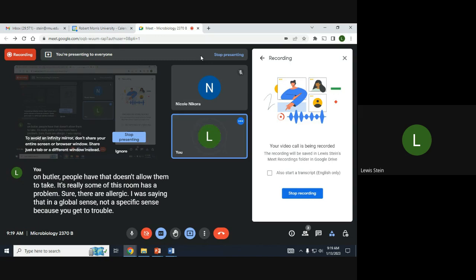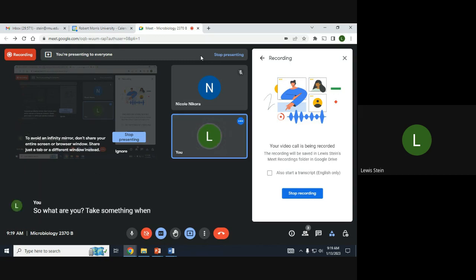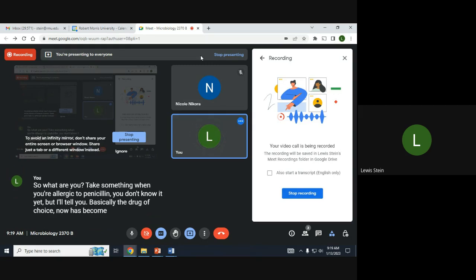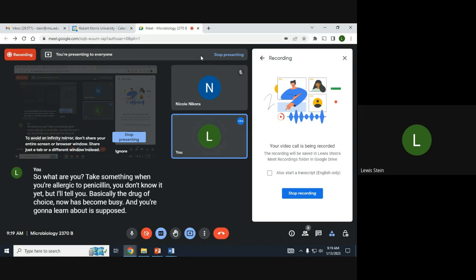So, what do you take when you're allergic to penicillin? You don't know it yet, but I'll tell you. Basically, the drug of choice now has become the Z. You're going to learn about this first: azithromycin. Azithromycin is in the family of, it's got a fancy name you're going to learn, called macrolides. And erythromycin is the original compound.